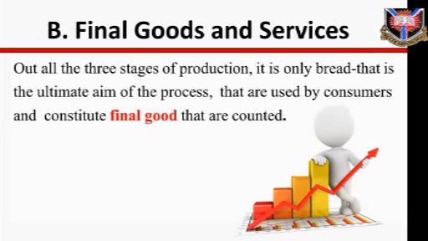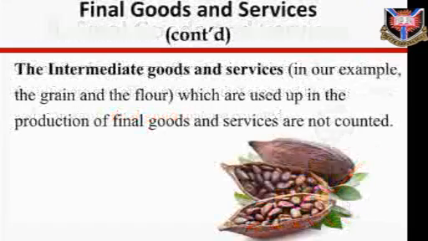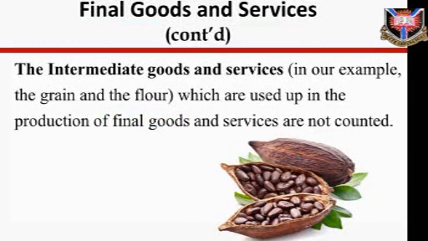It can therefore be seen that a final good or service is the end product of the production process, or the product or service that consumers actually use. The goods and services produced in the process of making the final good, in our example the grain and the flour, are called intermediate goods and services. Since we are only interested in measuring items that are of direct economic value, only final goods and services are therefore included in the calculation of GDP. Intermediate goods and services which are used in the production of final goods and services are not counted.